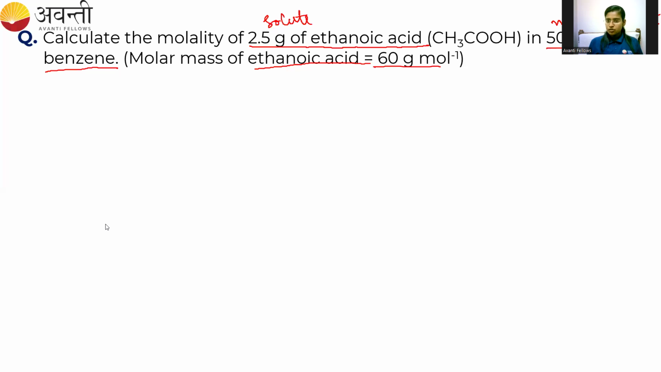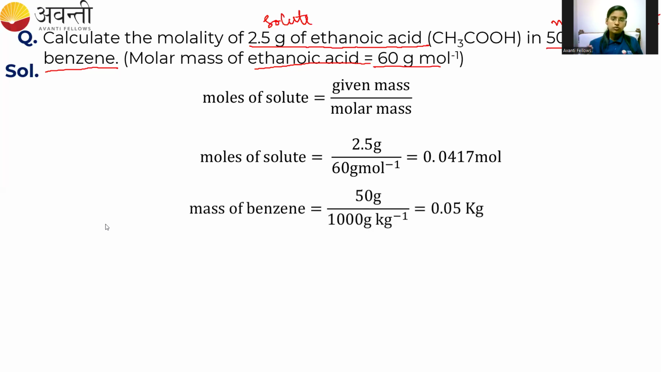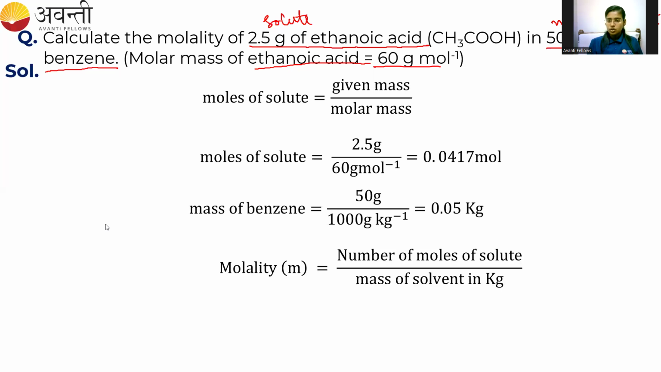Then, according to the molality formula, we need to find the number of moles, right? Using given mass by molar mass, which is 2.5 divided by 60, which is 0.04. The mass of benzene is given in grams. Convert it into kilograms. To convert gram to kilogram, you divide by 1000. So it will be 50 divided by 1000, which is 0.05 kilogram. Now substitute in the main formula. Substitute both the values and get the answer as 0.834 molal.